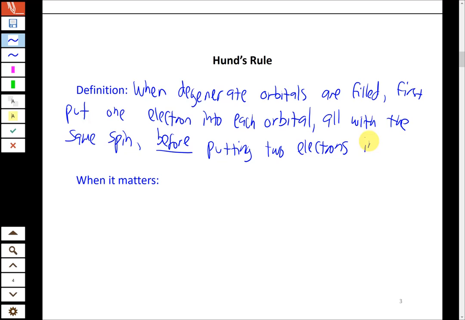And as I said, this doesn't matter in the S block, because in the S block you only have one orbital to fill. So you're just going to put one electron spin up, one electron spin down. But if we get to the P block or the D block or the F, which we're not really going to deal with in this class, you have multiple orbitals all at the same energy, and you need to fill them one at a time, all with the same spin, and then you start doubling them up.